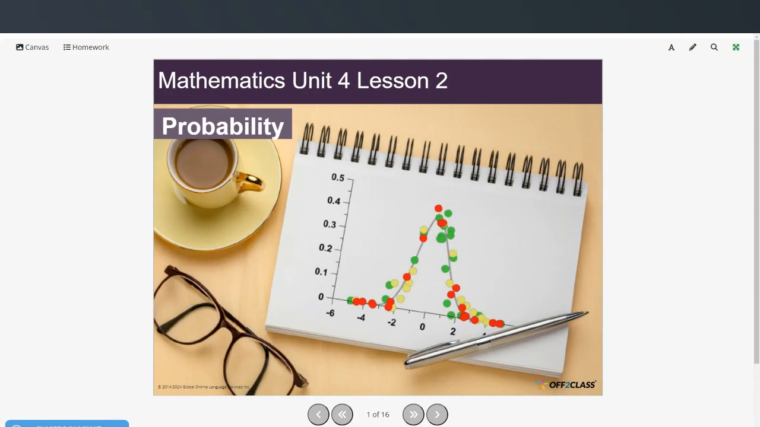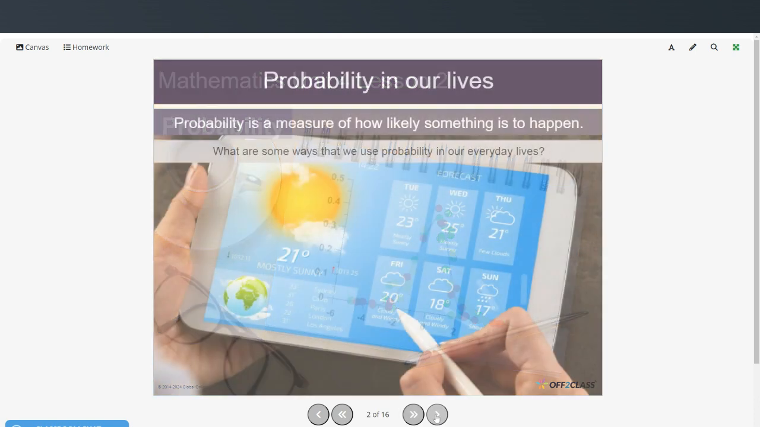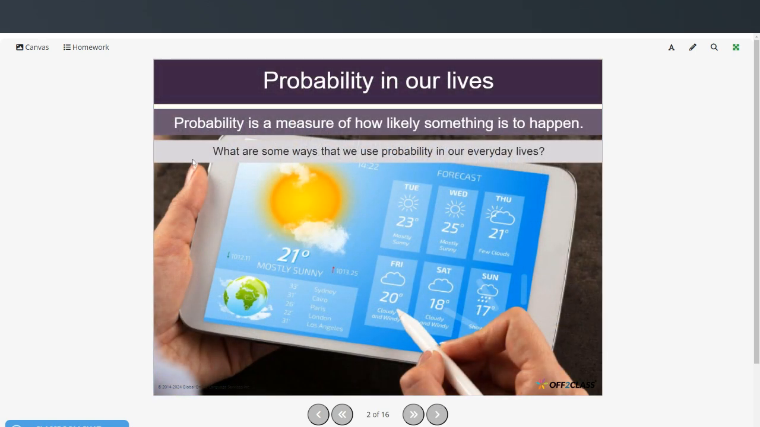This is a B1 level mathematics course, and today we're going to be talking about probability. Okay, so probability is the measure of how likely something is to happen. And so what are some of the ways that we use probability in our everyday lives?